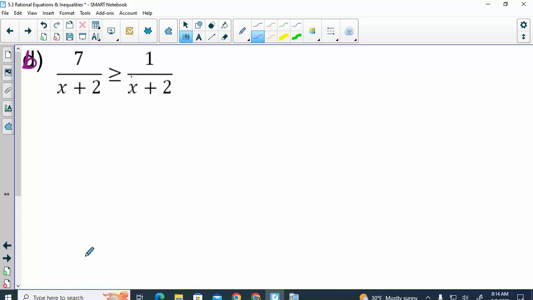We want 0. Our strategy is to have a single fraction on one side and 0 on the other. So we have to bring this over. Now, can you just go ahead and subtract these? The denominators match, so we can, so I'm just subtracting this over. Since the denominators match, we get 7 minus 1 is 6 over x plus 2 greater than or equal to 0.